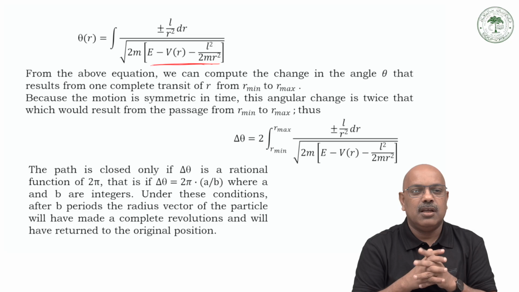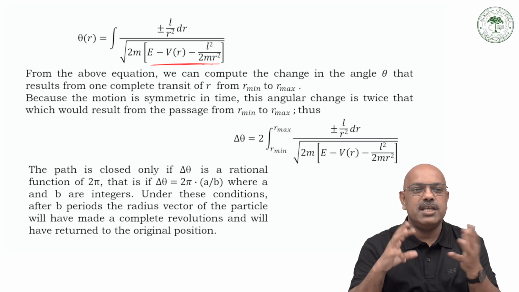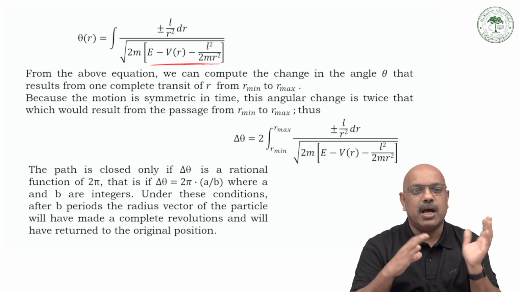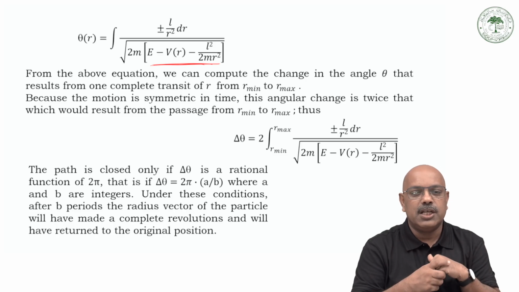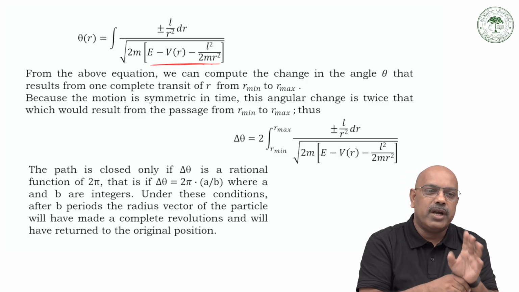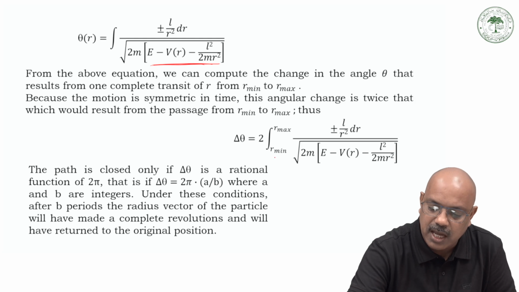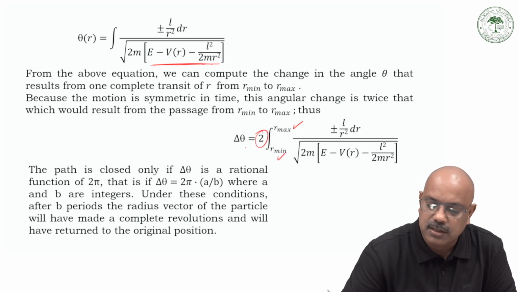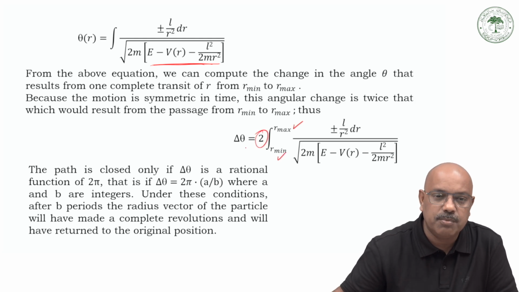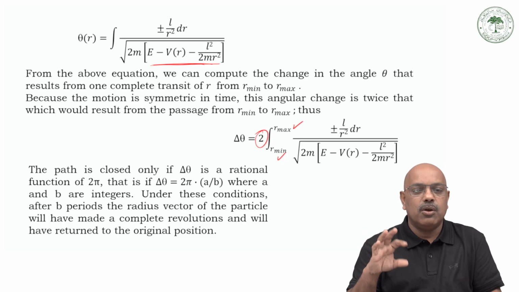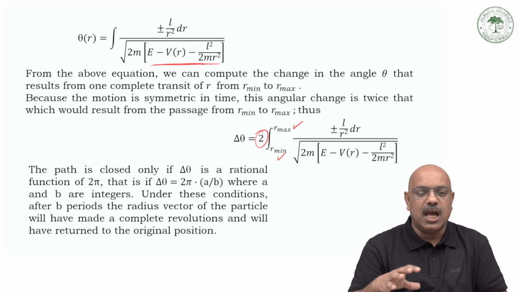Because the motion is symmetric in time, this angular change is twice that which would result from the passage from r minimum to r maximum. So that is why this is going to be twice. The path is only closed if delta theta is a rational multiple of 2 pi.